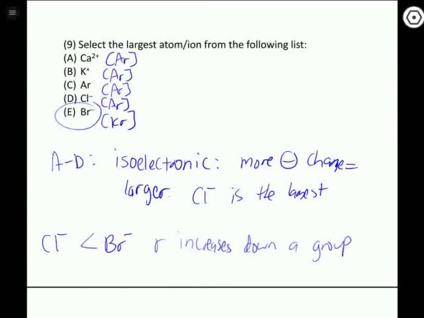Yes, the smallest one would then be calcium 2+, because that has the most positive charge. So when you're comparing isoelectronic ions, more positive charge equals smaller, more negative charge equals larger. Okay.